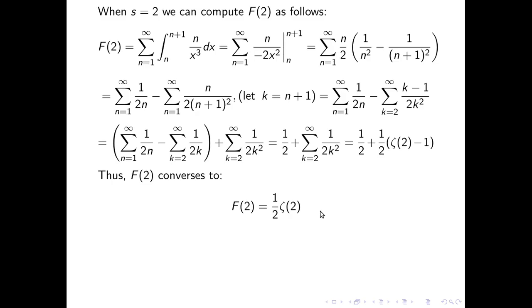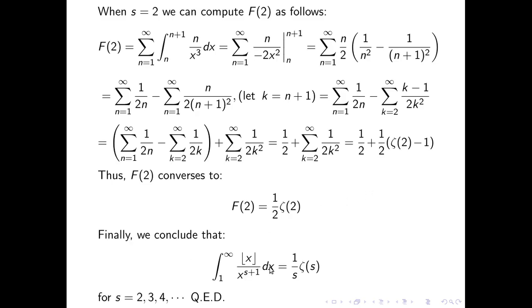Combining this with the first result, we now conclude that the integral from 1 to infinity of floor x over x to the power s plus 1 is zeta of s over s for values of s equal to 2, 3, 4, etc., which is what we originally wanted to show.